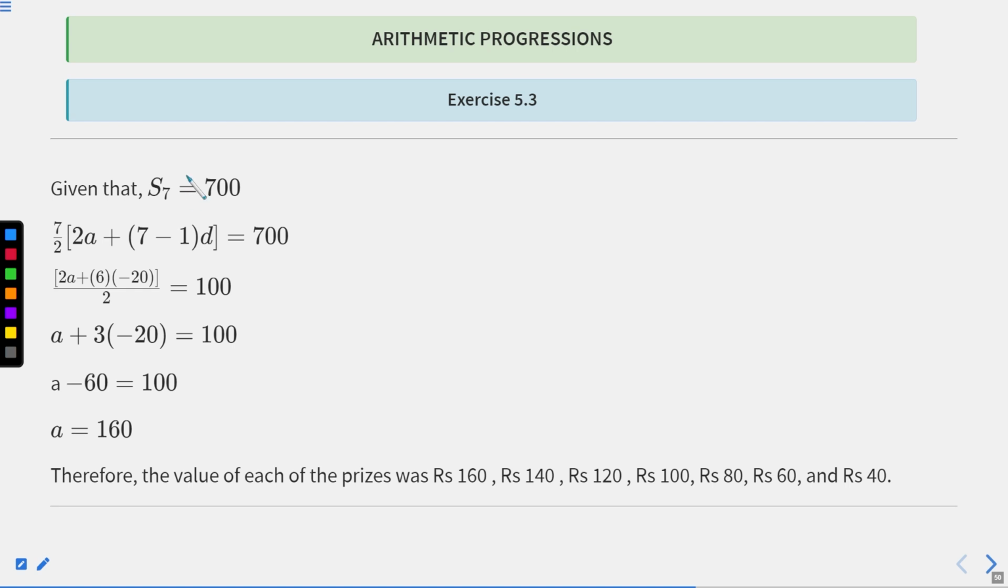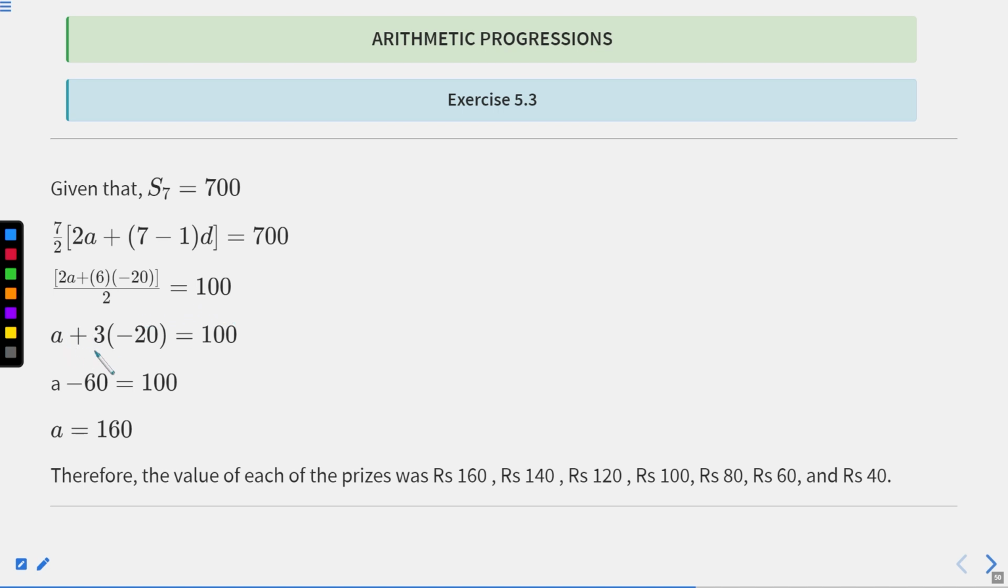Given that the sum of 7 terms, S7, is equal to 700, and we know the formula Sn equals n by 2 times 2a plus n minus 1 times d. Here n is equal to 7 and S7 is equal to 700. So 7 by 2 times 2a plus 7 minus 1 times d equals 700. It implies 2a plus 6 times minus 20, divided by 2, is equal to 100.